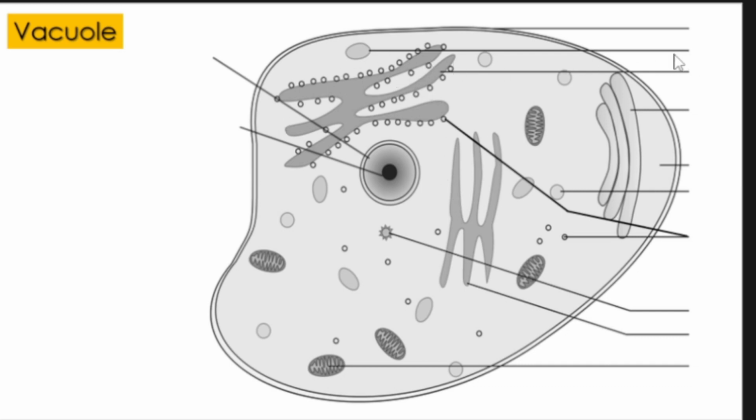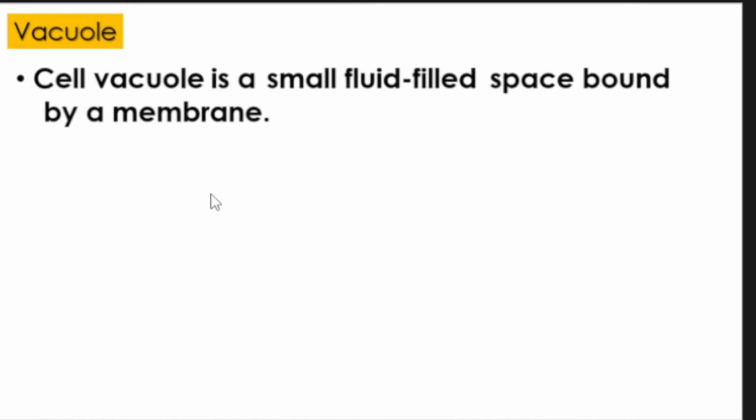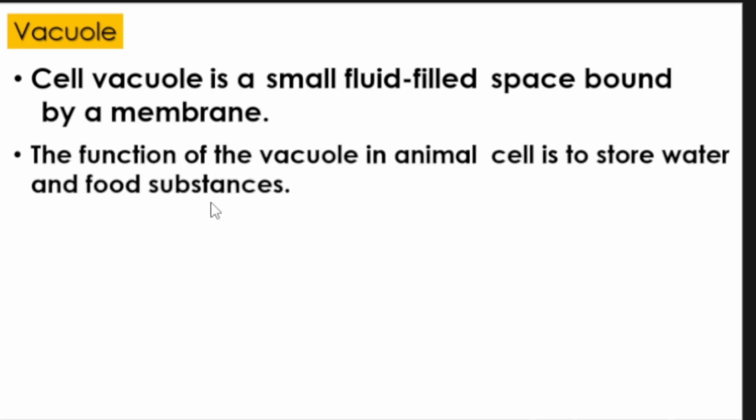So these are vacuoles. A cell vacuole is a small fluid-filled space bound by a membrane. It is a small space which is filled with some fluid, and around it, it is bound or enclosed by a membrane. That's basically what a vacuole is. The function of the vacuole in an animal cell is to store water and food substances.